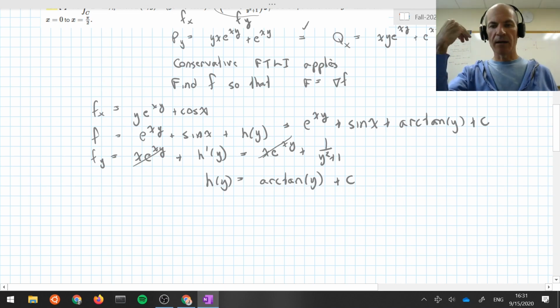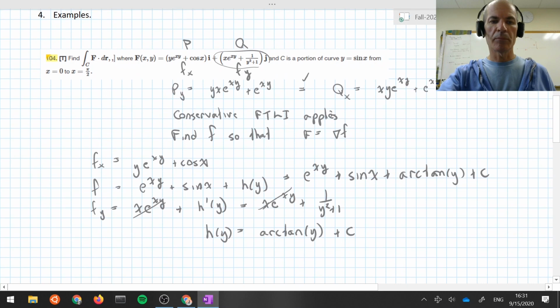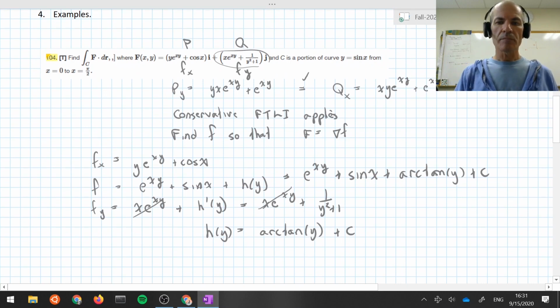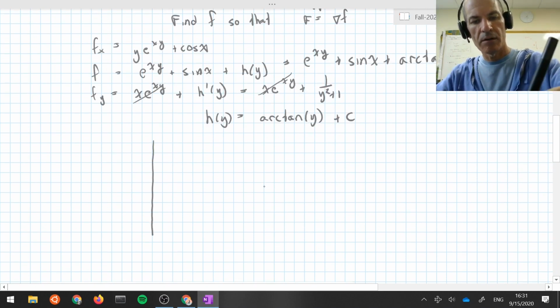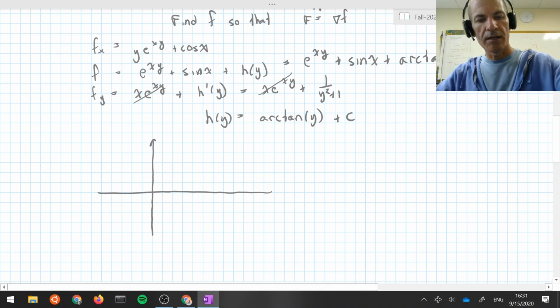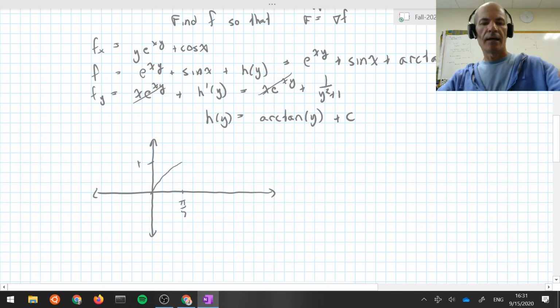Now, don't just wipe your brow and say, phew, we're done. We're not done yet. Remember, we're trying to compute this integral. So we're trying to compute it along the curve y equals sine x from 0 to pi over 2. Let's get ourselves a plot of that so we can figure out what the endpoints are. So y equals sine of x from 0 to pi over 2 looks something like this, right? That's a 1 there. And there's the starting point and the ending point. The start point is 0, 0, and the end point is pi over 2, 1.